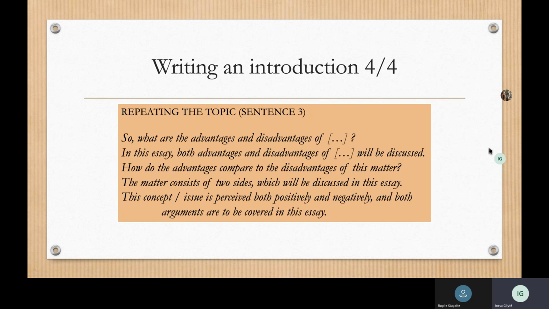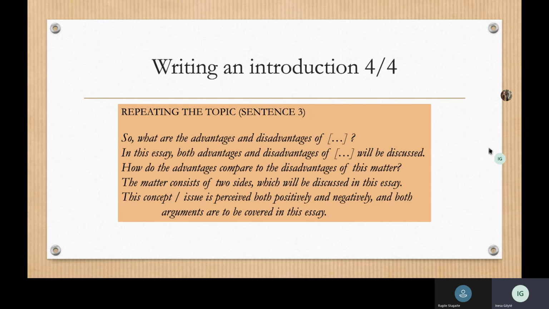Now, I do not think that you have to be really creative in this sense. You just kind of repeat what is being said in the task. If it said that you should discuss both advantages and disadvantages of the topic, so you say that. In this essay, both advantages and disadvantages of this and that will be discussed, and so on and so on. So it's just really important that you recognize that it is a for and against essay.